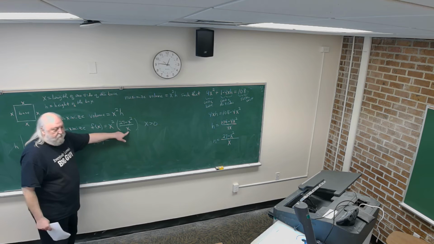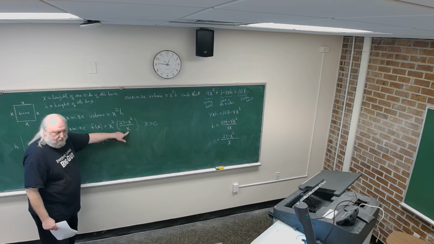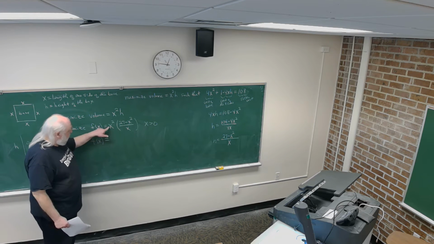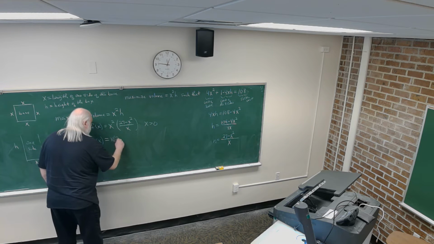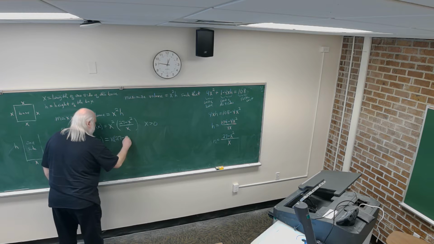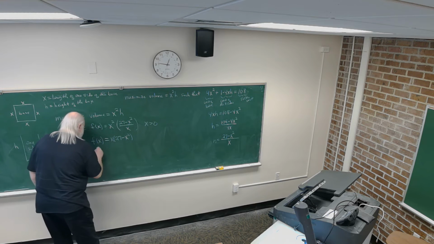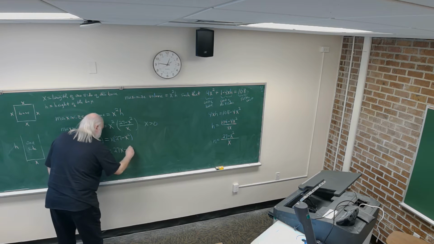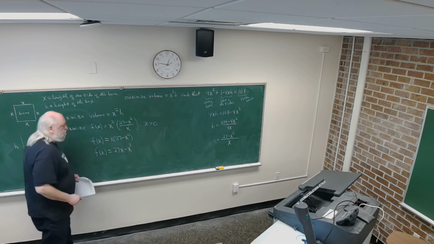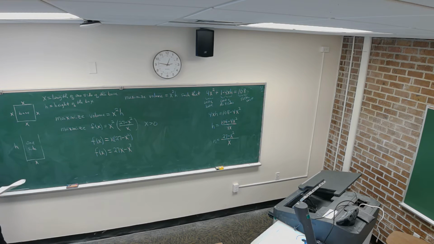x squared divided by x is just x, so we can cancel this x and one of these x's, and we're left with x times 27 minus x squared. When we distribute the x, we have 27x minus x cubed. So that is the function we have to maximize.